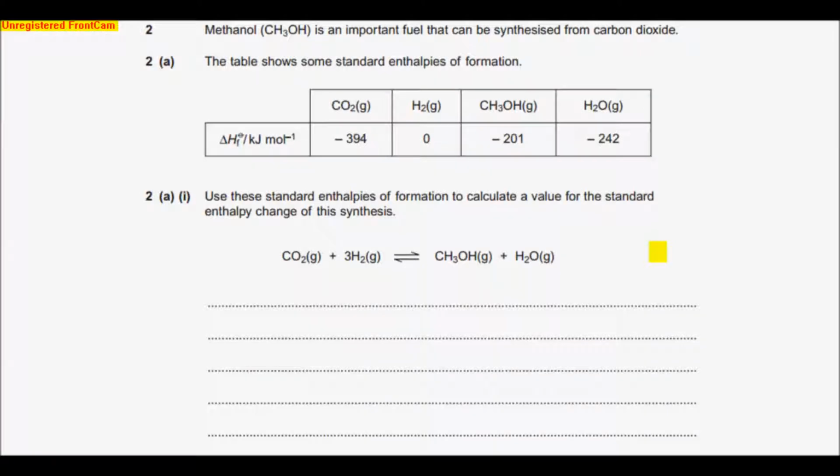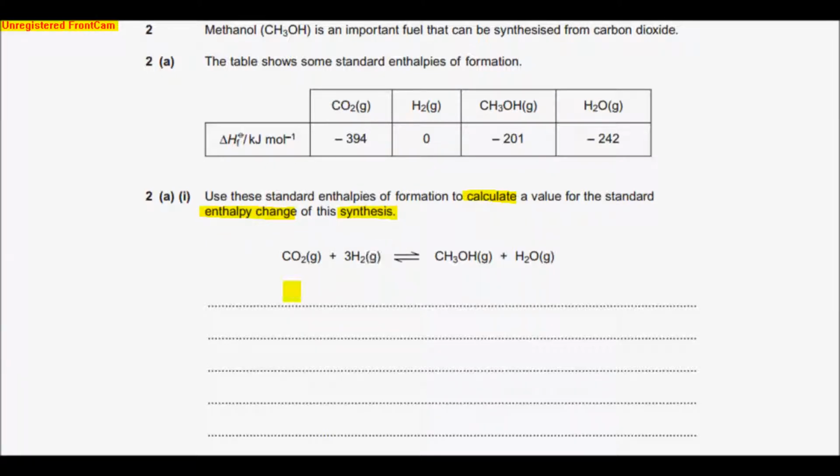It's really important to be able to calculate the enthalpy change of a reaction, as it's often found in examination questions where energetics is being asked about. Here, I've taken an exam question from a June 2012 AQA Chemistry 2 paper. They're asking you to calculate the value for the standard enthalpy change of the synthesis.